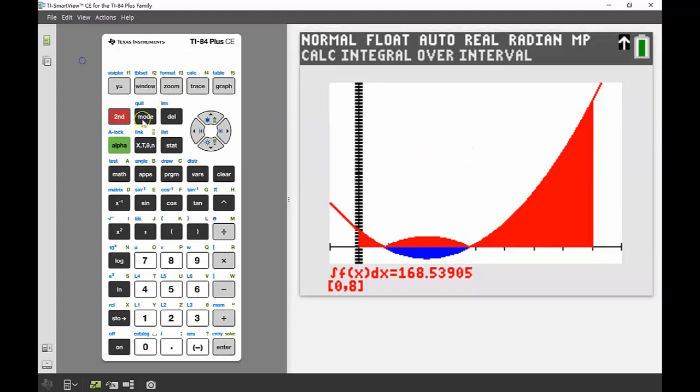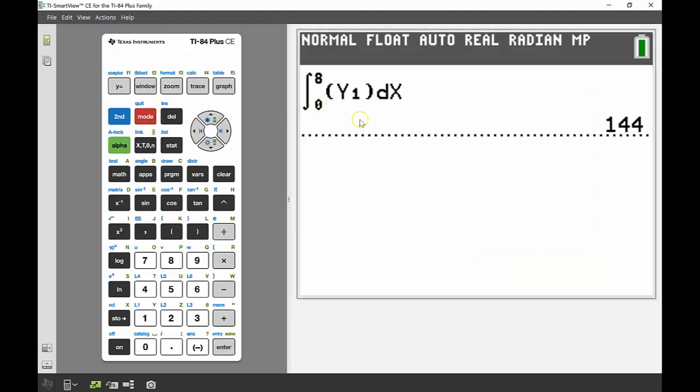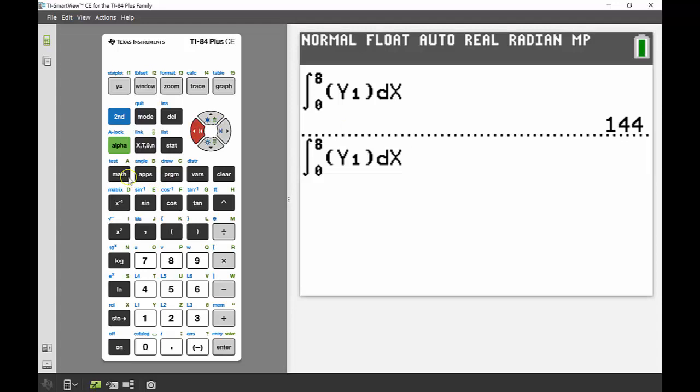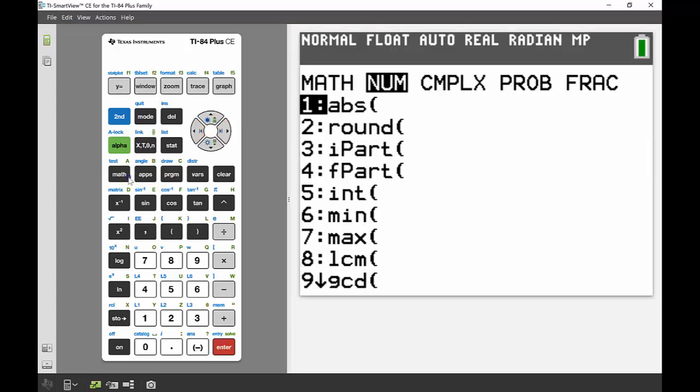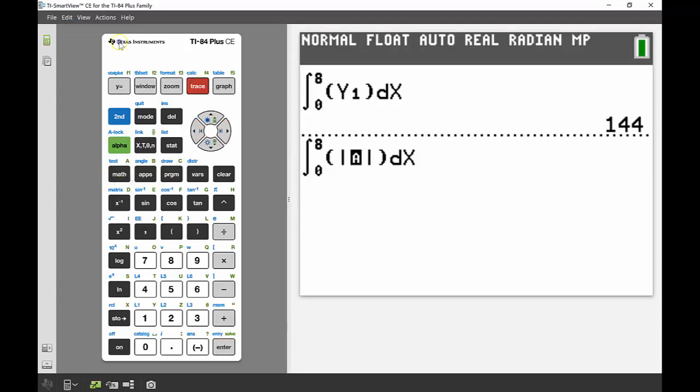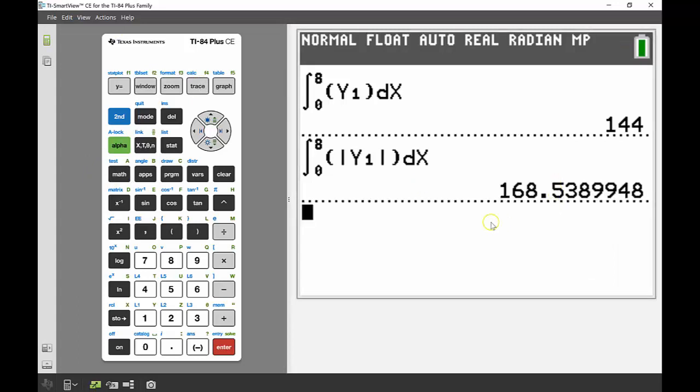You can also use that absolute value trick in your main screen. So I can just copy and paste and put that down. And I could, again, go to my math menu, number, absolute value, put my y1 in, and again, you'll get the same result there. So you can do that in the same way, just in your main screen too. You don't have to do it in a graph.